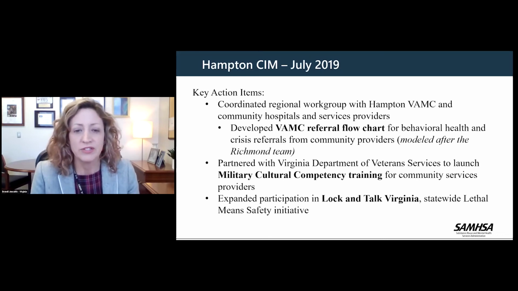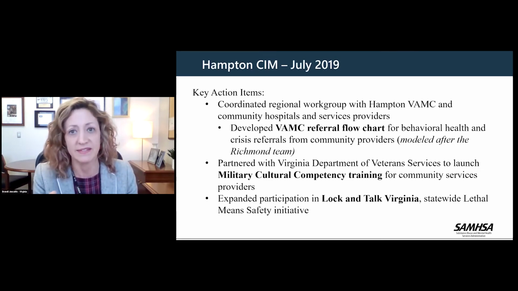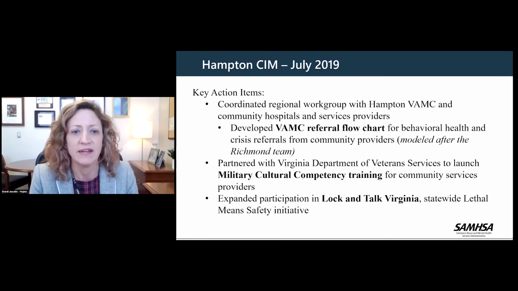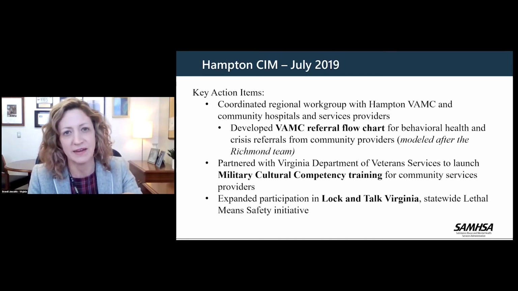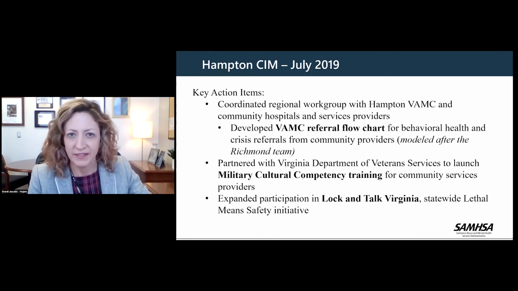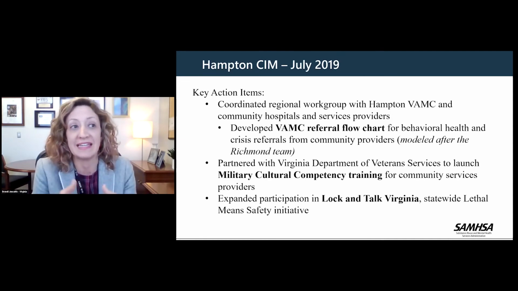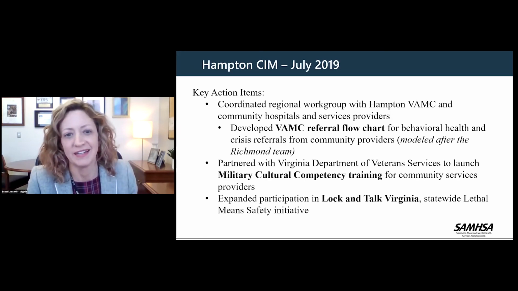And so securing firearms early and often, before a crisis, and particularly when behavioral health symptoms or suicide risk are present. We had an existing lethal means safety initiative called Lock and Talk Virginia, and we were able to use the crisis intercept mapping team activities and broader Governor's Challenge activities to bring the service member, veteran, and family focus into Lock and Talk Virginia.